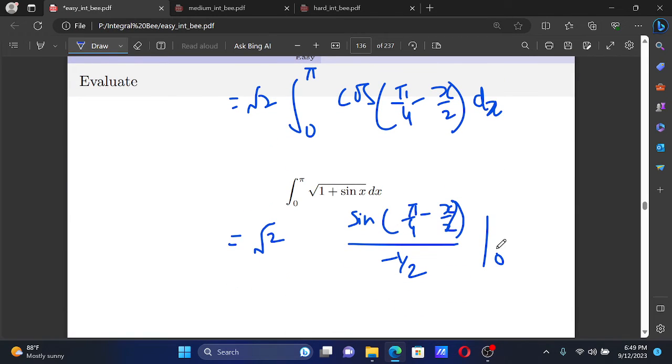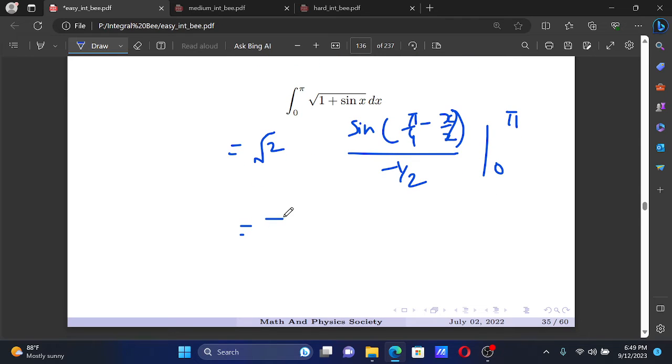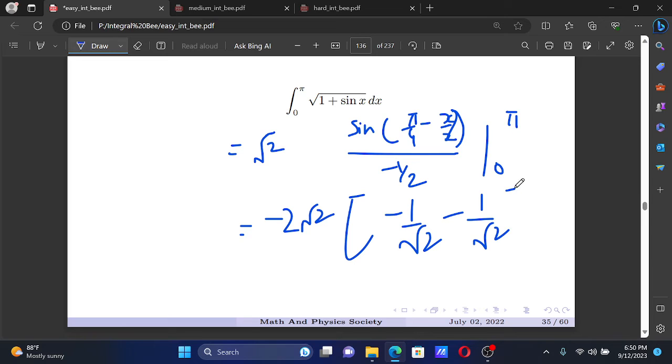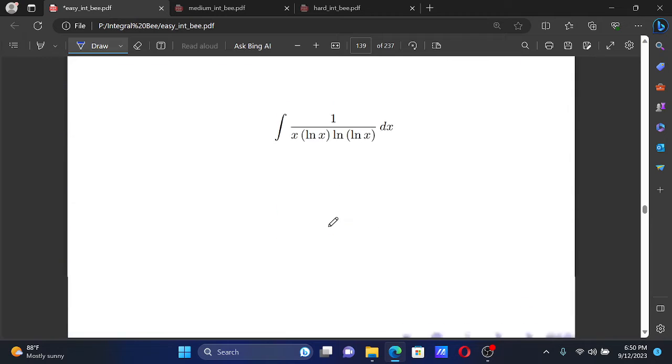Yeah, from 0 to pi, and then this will be minus 2 root 2, and when we have pi here, this will be sine of minus pi by 4, that is minus 1 by root 2. We have 0 here, that will be minus 1 by root 2 again. So now we have minus 2 root 2 into minus root 2, so that is 4. And let's go to the next one.